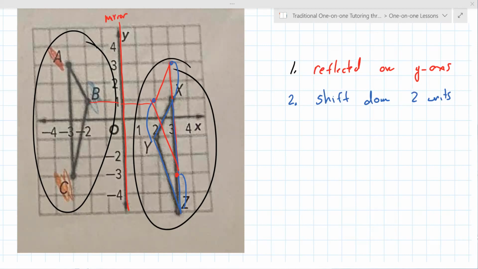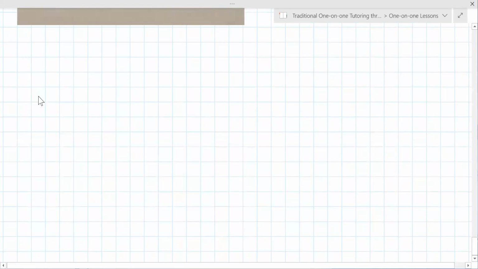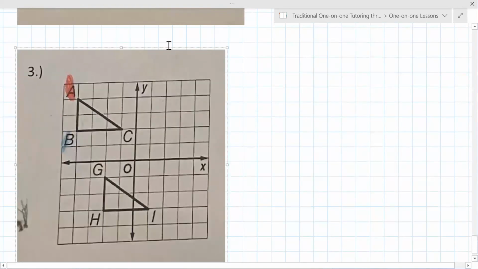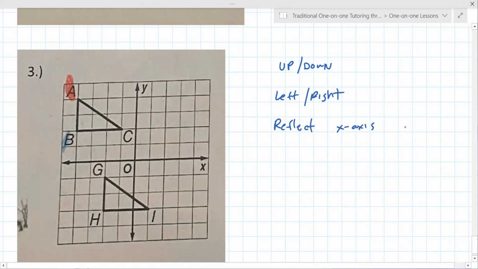Let's do another one here. We just looked at number 3, but it will help to look at another example. Let's assume you started out with A, and here are your options. You can either move up or down. You can either move left or right. You can also reflect over the x-axis and the y-axis. This one is both of these. So you move up or down and then left or right.